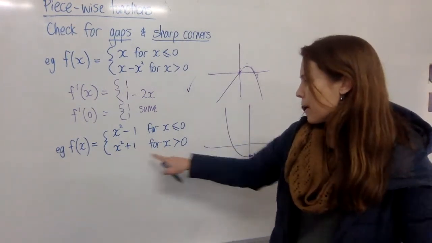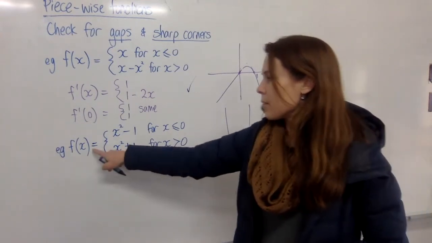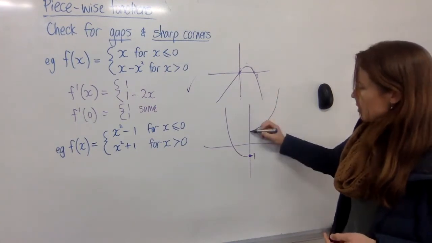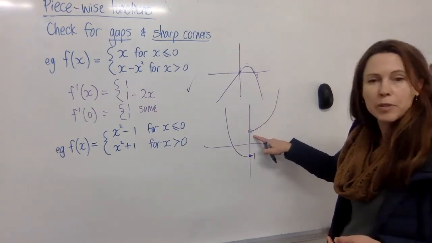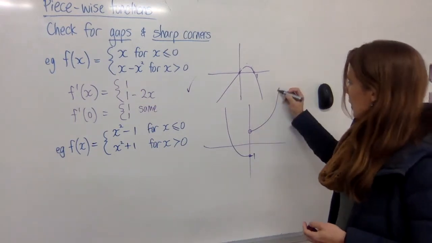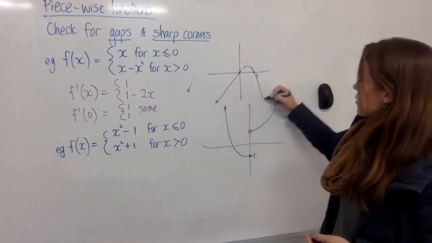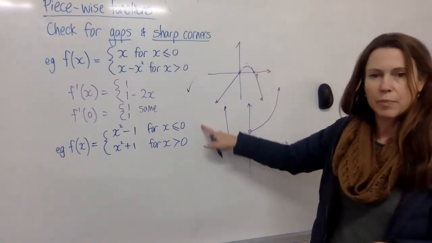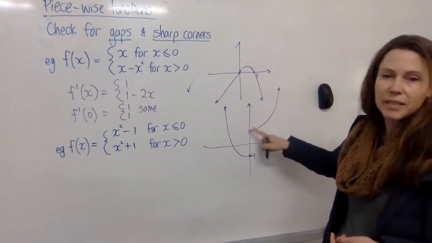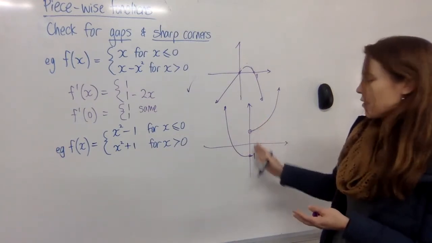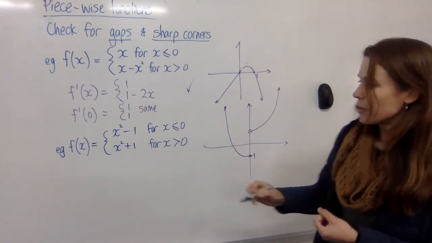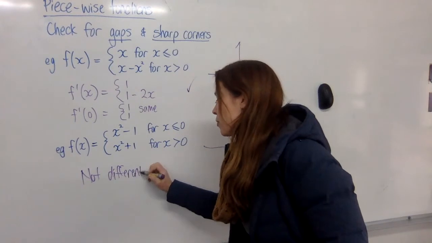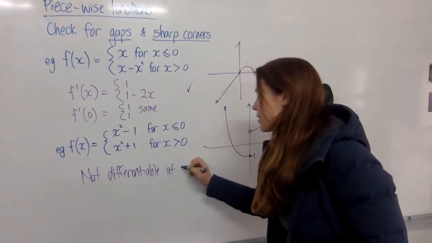This other part of the domain, when x is greater than 0, is a parabola that's been lifted up by 1. So it's going to go through this point, but not include it, so I'm going to use an open circle to show that's not part of the graph. I need arrows on the end to show that things go on forever. And here I've got a graph now of this piecewise function. Now I can clearly see there's a gap. So straight away I know I can't differentiate this at x equals 0. So if you were asked about it, you would just say it's not differentiable at x equals 0.